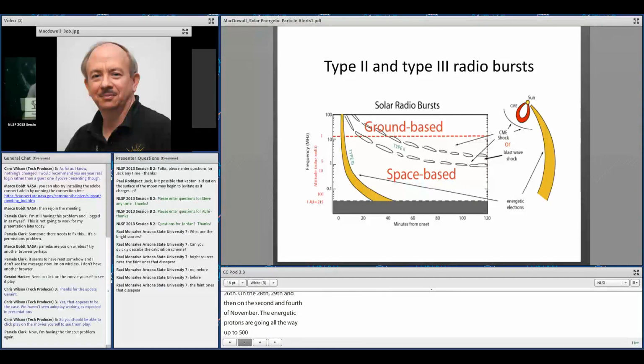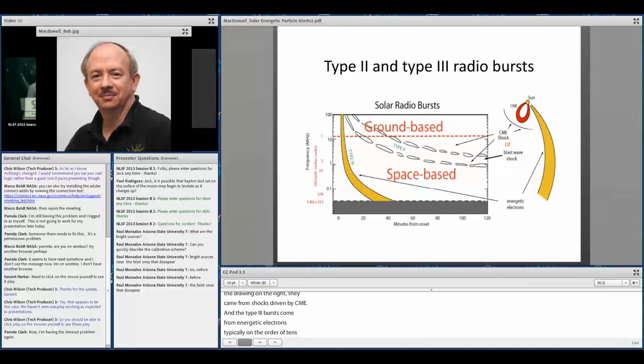So very briefly, what are these radio bursts? The bursts that we observe at frequencies that are observed by spacecraft outside the Earth's atmosphere are typically called type 2 and type 3 radio bursts. The type 2 bursts come from shocks being driven by CMEs, coronal mass ejections, and the type 3 bursts come from energetic electrons from flares, typically on the order of tens of kilo electron volts.